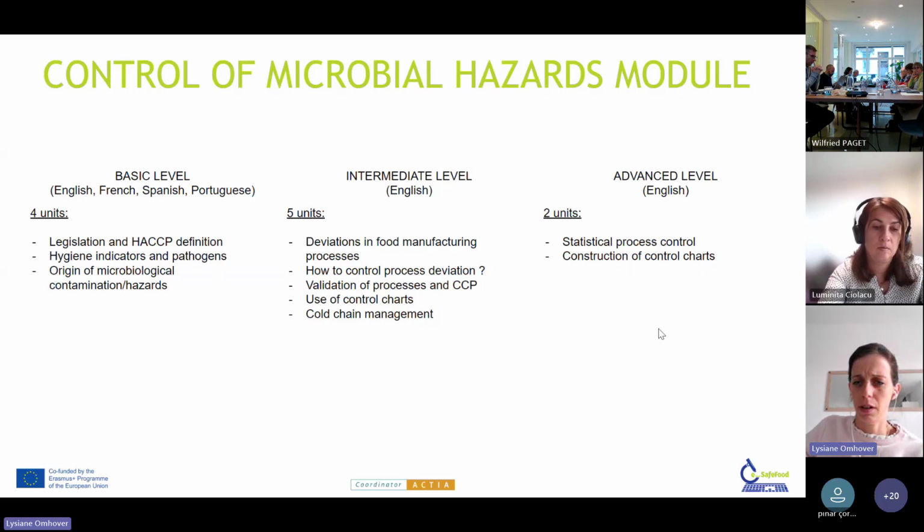The second level, intermediate level, is only in English and contains 5 units about deviation, how to control deviation, validation of process, use of control chart, and cold chain management. And the advanced level is only in English too, and there are 2 units: statistical process and construction of control charts.